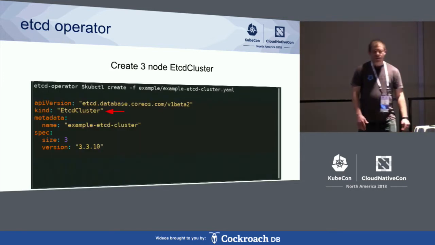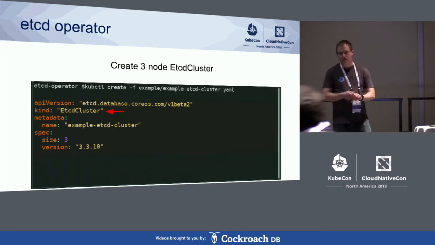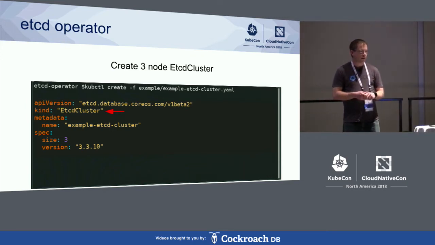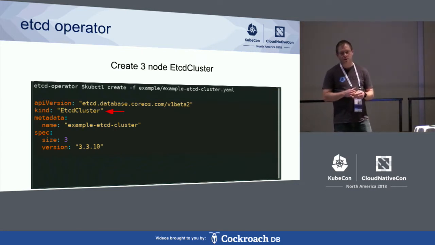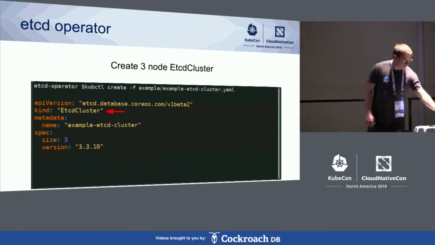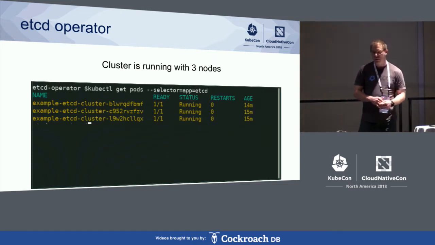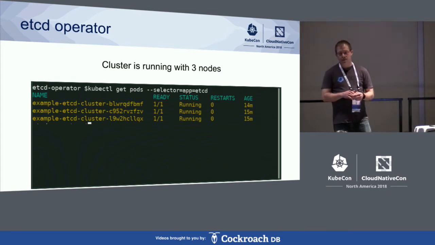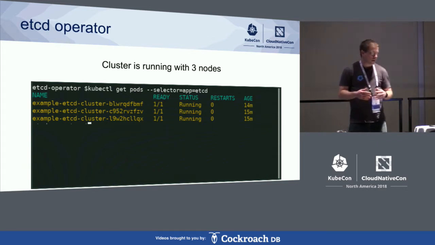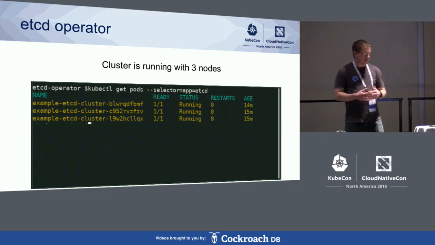The YAML representation of that definition is what this would look like. You can see that we're making a call against the etcd cluster resource. In the spec, we're defining a size of 3 and a specific version of etcd as well. If we were to apply this and then do a get against pods, we can see that there are three etcd instances running. So this is great. This is a very quick process, and it worked as expected.